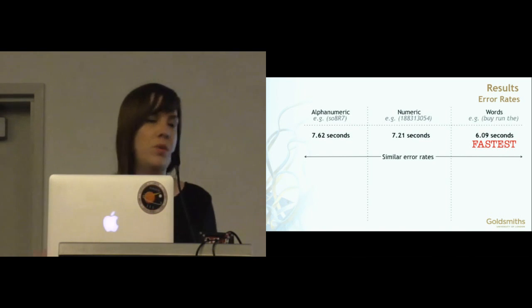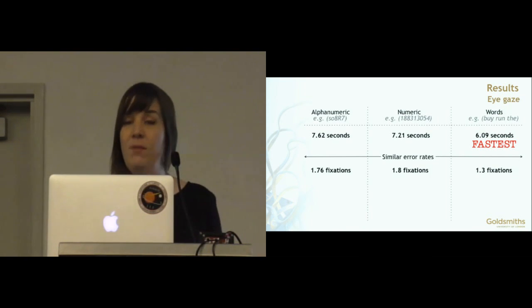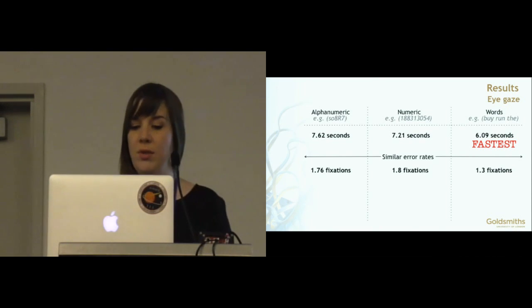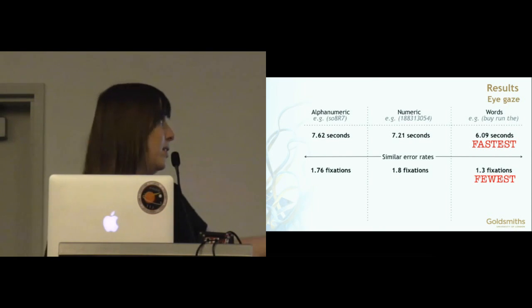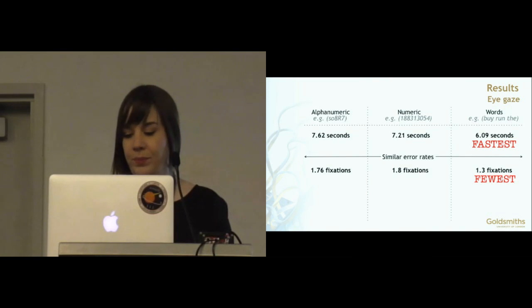So what could have been causing words to be so much faster than the other 2 codes? Well, we tracked eye gaze data during the experiments, and if we look at the number of fixations that participants made during these trials, we can see that in the words condition, they made significantly fewer fixations than the other 2. This suggests that the words codes were easier to remember, and that meant that the participants didn't need to look back and forth between the screen and the device they were entering on.